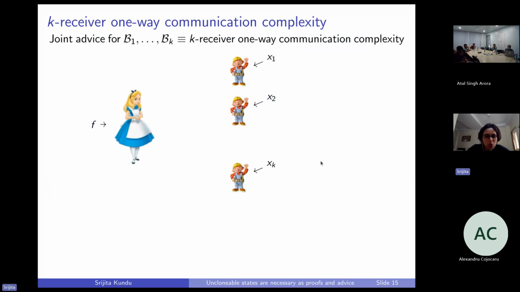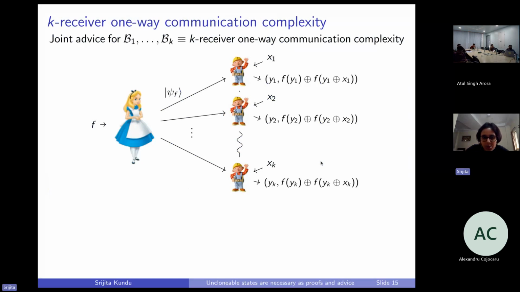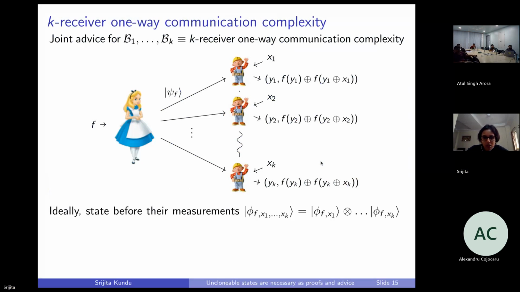So the setting here will be like this. We still have a single Alice, and I'll talk about hidden matching specifically here. The single Alice will still get f as her input, but now we'll have K Bobs who will each get different inputs x1 to xk. And Alice will send some joint message to all the Bobs. In the quantum case, the message can be entangled between the different Bobs. And depending on each of their inputs, the Bobs will perform some measurement on their parts of the message and try to give a valid output for the relation for Alice's input. So in this setting, ideally, we want to say that the state right before their measurements is like a tensor product of the type of states that we show one Bob had to have before their measurement in the single receiver case.